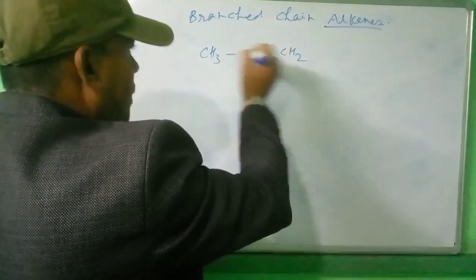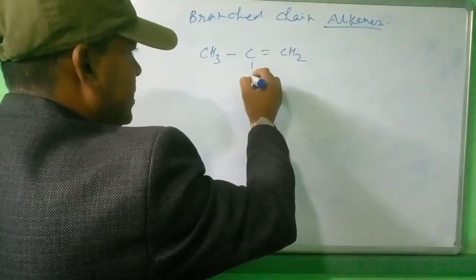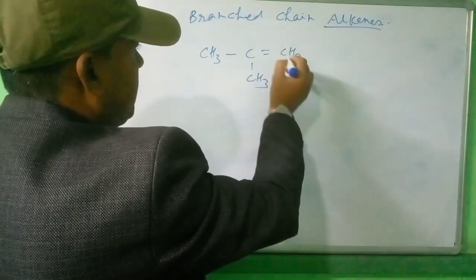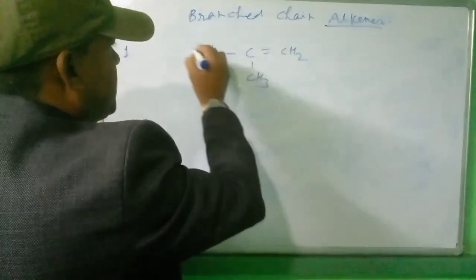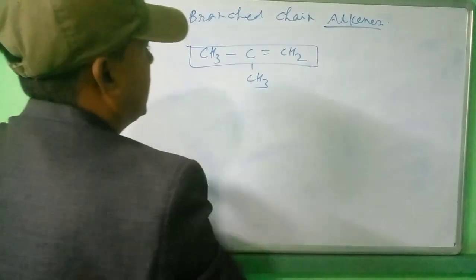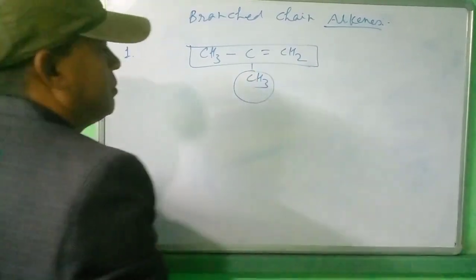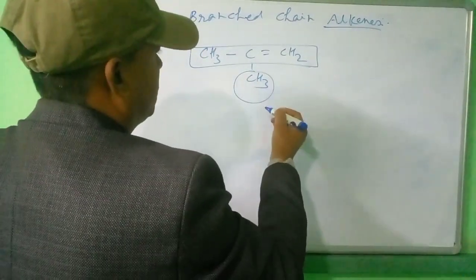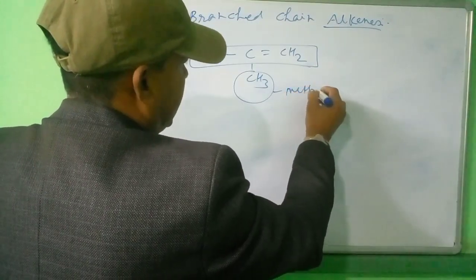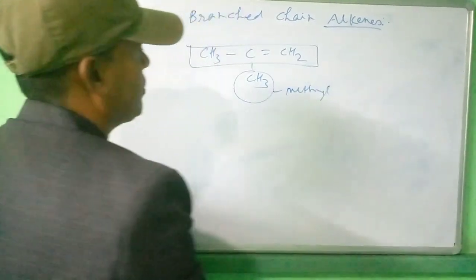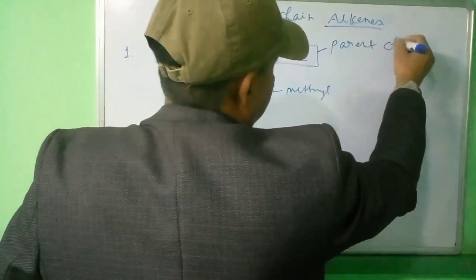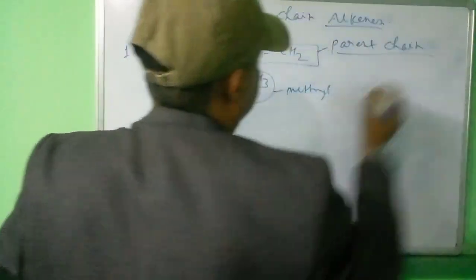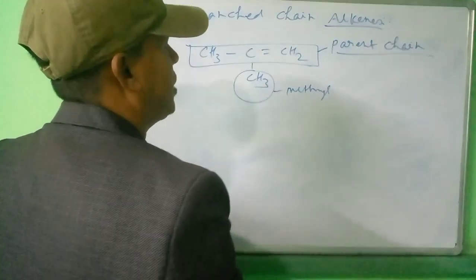If a straight chain and a bent shape have the same number of carbons including the double bonded carbons, then always prefer the straight one. Then this is the substituent, the alkyl group. This is the methyl. This one is the parent chain. Now we have to give the number.